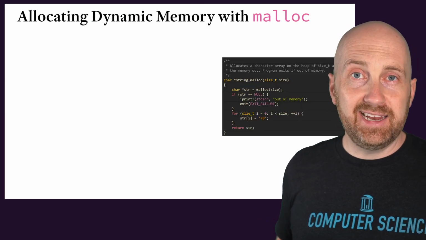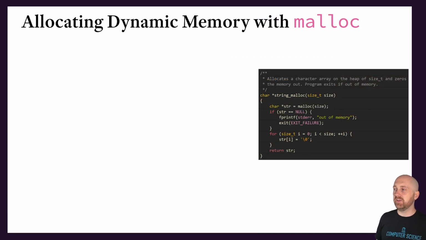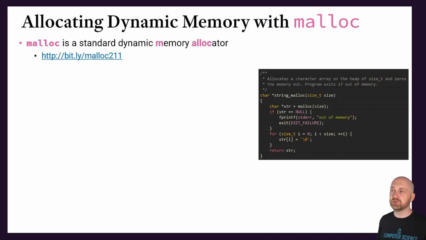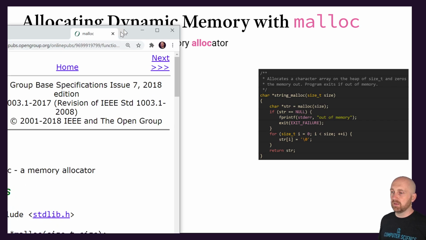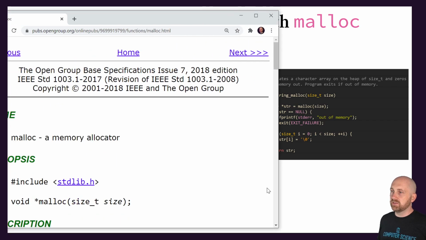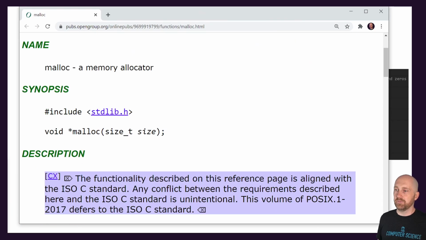So with that, let's look at how we actually dynamically allocate some memory with the famous system call called malloc. Malloc is short for memory allocator. And if you open up the web documentation for it, see if I can get that to open. There we go. The link in the slides will take you to some standard documentation on this particular system call.